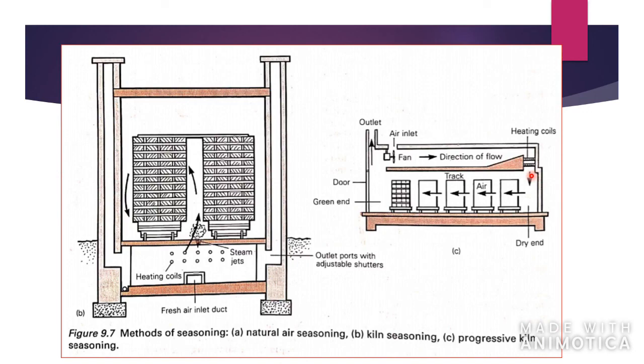So this is a different way to do it compared to this one, where the heating coils dry the wood itself. Okay, so there are three different ways. You have natural air seasoning, kiln seasoning, which is this one, and progressive kiln seasoning, which is this one.